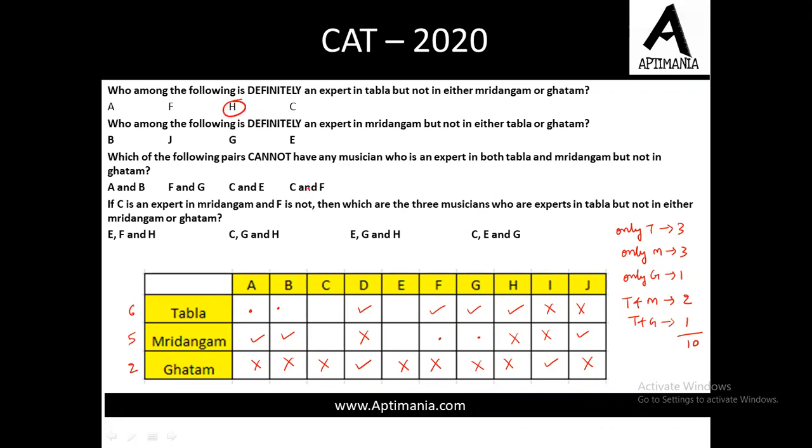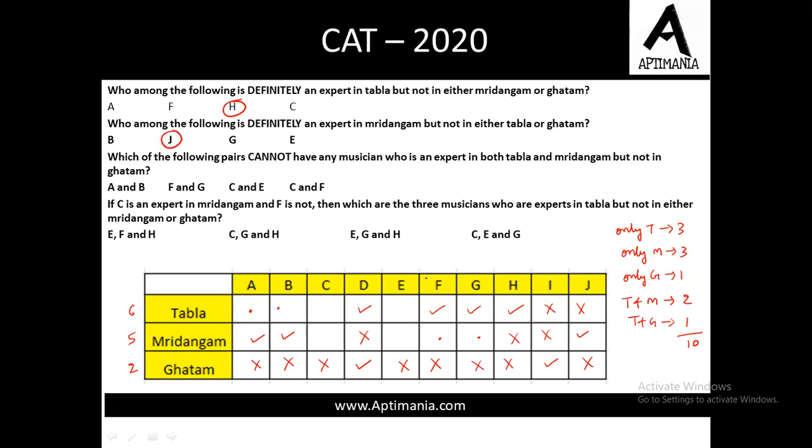Who among the following is definitely an expert in M but not in other two? So only M. We are looking for the one who is expert only in mridangam. We can say that J. J is the one who is expert in only M. So the answer to this question is J.